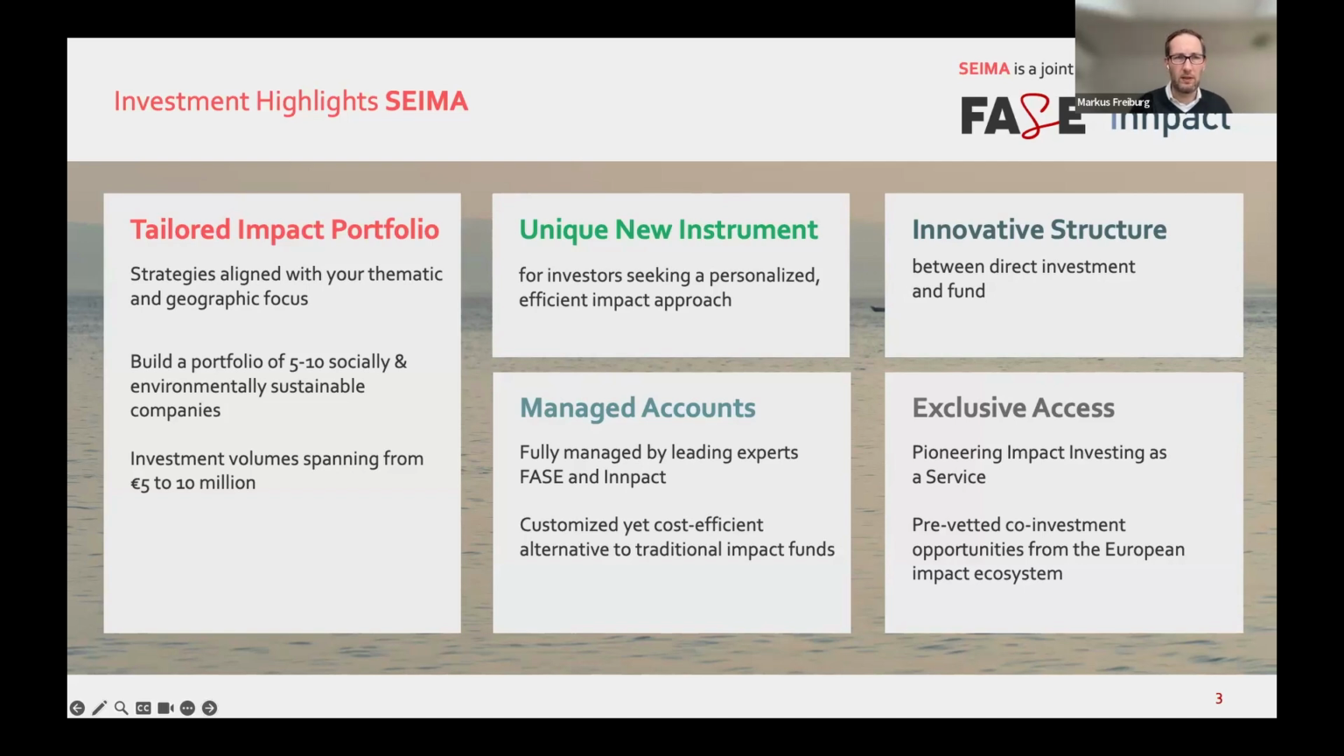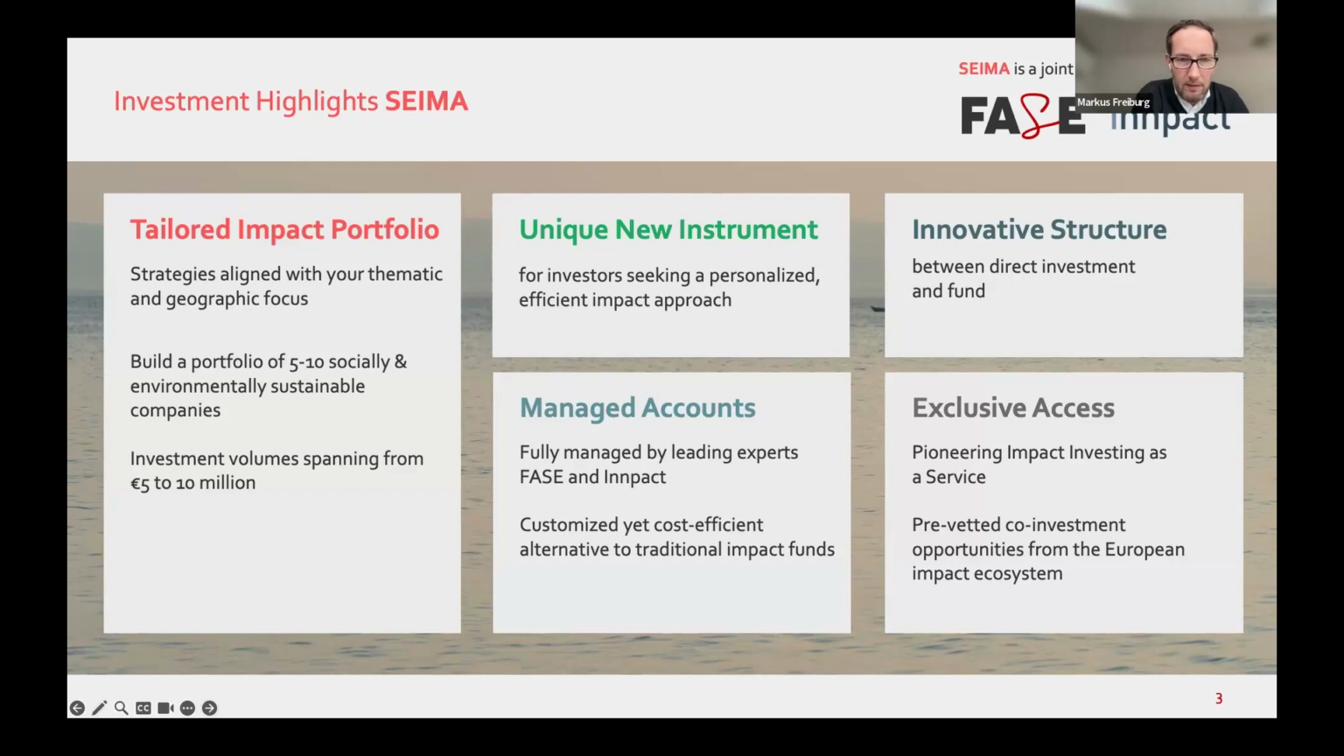And it allows investors to develop their personal, individualized investment strategy, and on the other hand, work together with very experienced impact investors in the field, being Innpact as an alternative investment fund manager from Luxembourg, and our experience with investing in impact ventures, and have a very cost-efficient structure. And it's in the end an innovative structure between direct investments and funds.